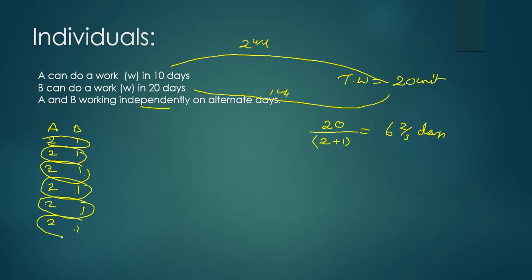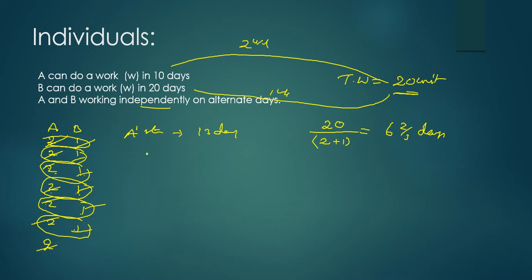15 plus 3, 18. Still, how many units of work are left over? 2 units of work are left over, because we assumed the total work as 20 units. Now, on the 13th day, who has to do the work? A has to do the work. So A can complete the work on the 13th day. Now, how many days are required? 1, 2, 3, 4, 5, 6, 7, 8, 9, 10, 11, 12, 13. If A starts, the work will be completed in 13 days.